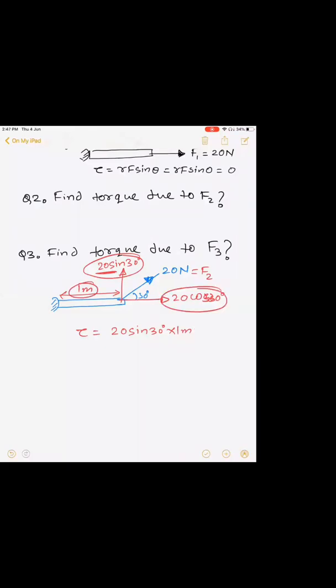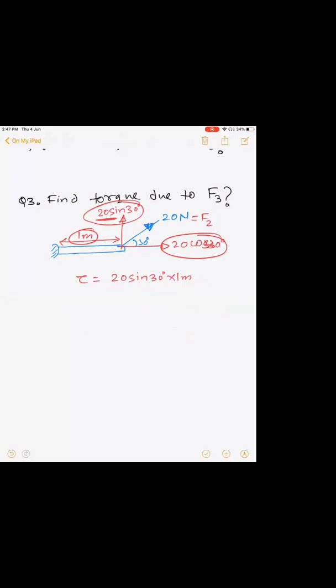Okay, Noor? Torque due to 20 cos 30 will be 0. So the torque due to F2, this is question number 2 solution. 20 sin 30 is 1 by 2, into 1. You get 10 Newton meter.